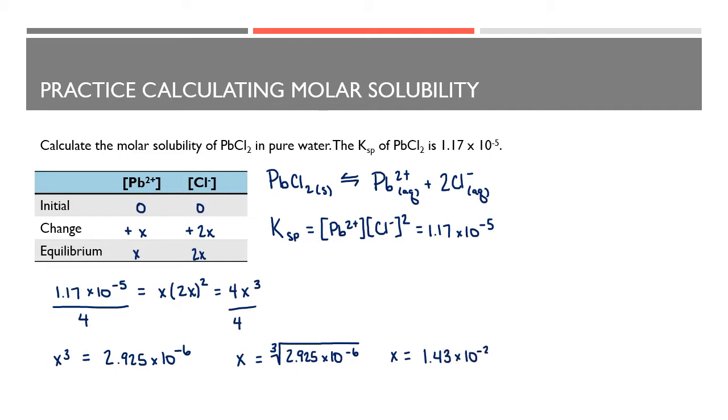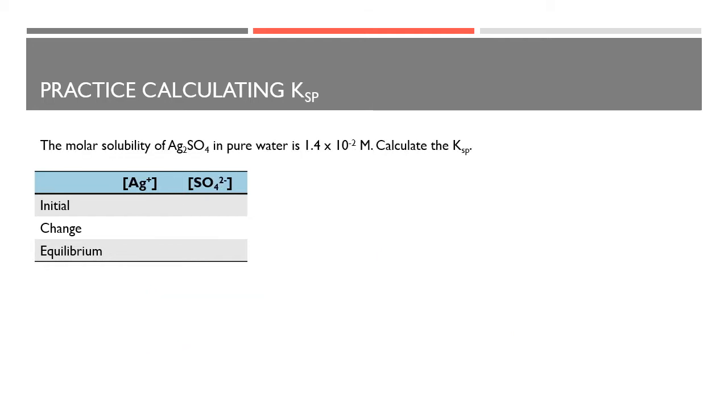And that's my molar solubility. That's how much PbCl2 will dissolve in pure water, 1.43 times 10 to the negative 2nd moles per liter. Now notice that's not necessarily my equilibrium concentrations. If I wanted my equilibrium concentrations, I would take those x's and substitute them in for the Pb and the Cl concentrations, but all I'm looking for is the molar solubility.